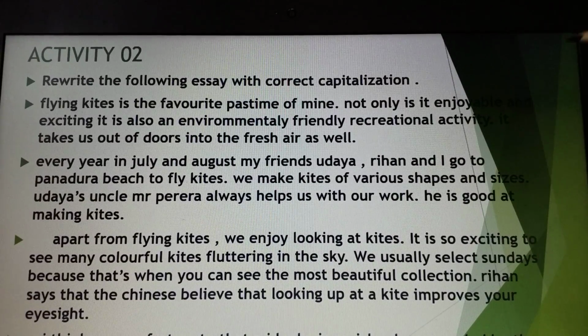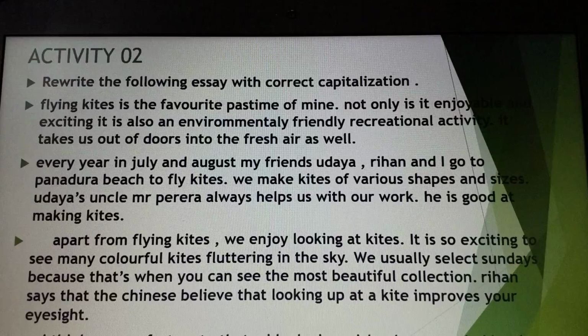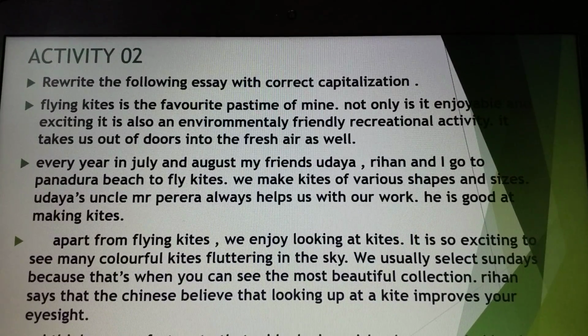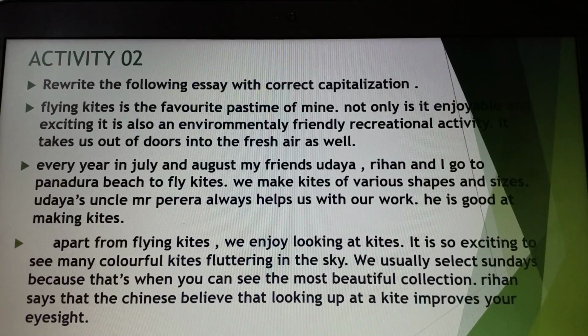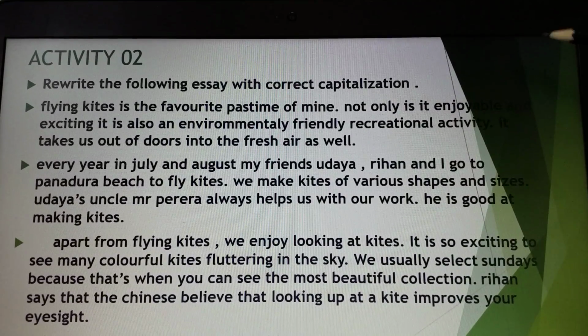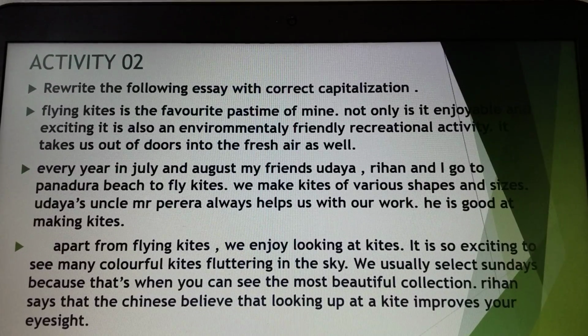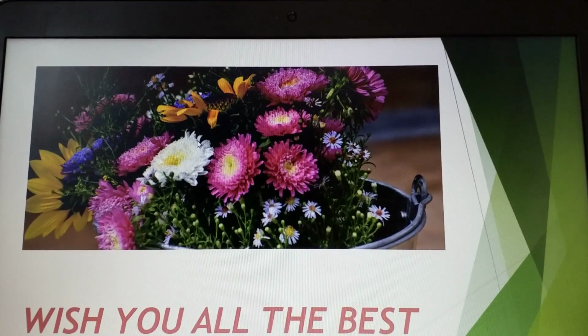Before doing activity number 1 and activity 2, you remind what we learnt in our lesson, capitalization, and try to do these 2 activities. Wish you all the best.